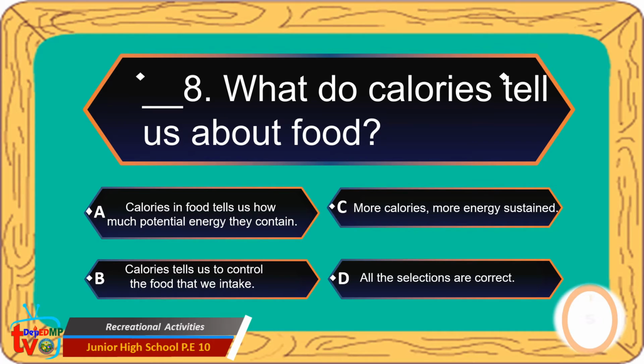Number 8. What do calories tell us about food? A. Calories in food tells us how much potential energy they contain. B. Calories tells us to control the food that we intake. C. More calories, more energy sustained. D. All the selections are correct.